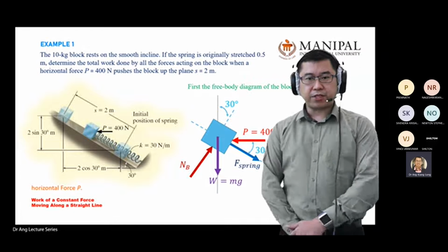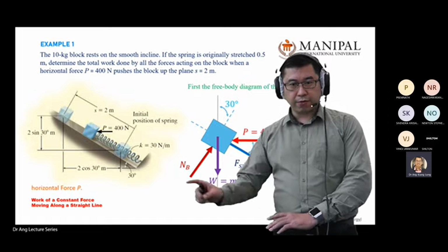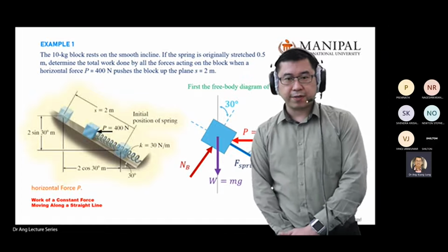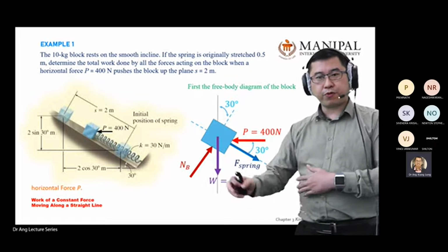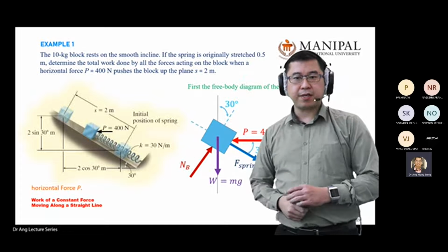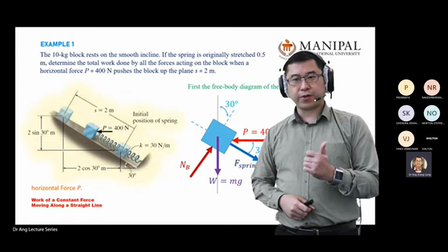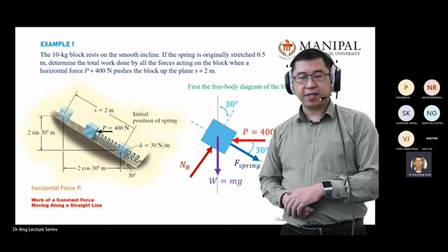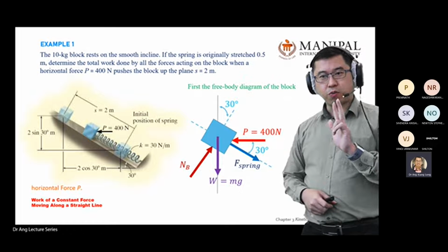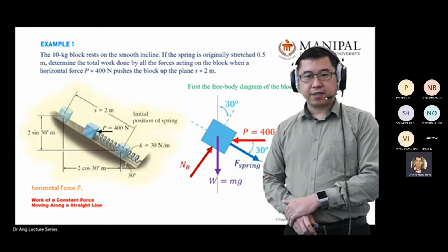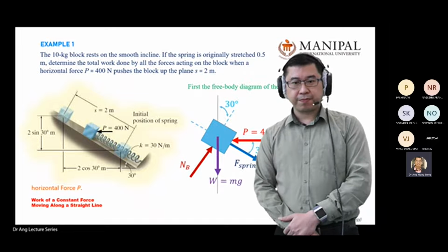Next, we look at derivation of force. We look at work done by the force. We have a few mechanisms here: force, gravity, and spring. So we will have three kinds of work here. We look at the force first.